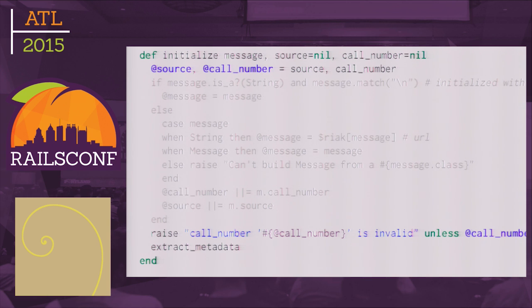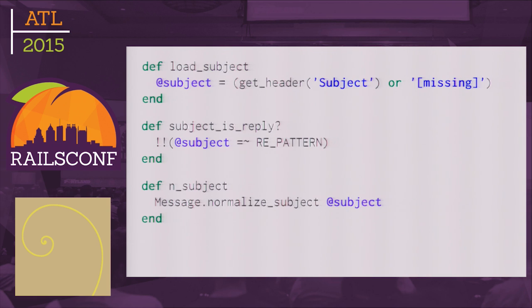But there at the end, it extracts some metadata like subject to instance variables. So let's look at how it does that. It calls this method, extract metadata, calls this load subject, and then it falls back to a placeholder if it can't find one. And then it knows if the subject looks like a reply using that regex, and it has another method that's instance level that calls that class method.